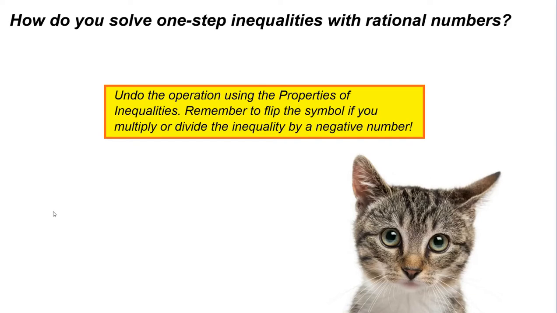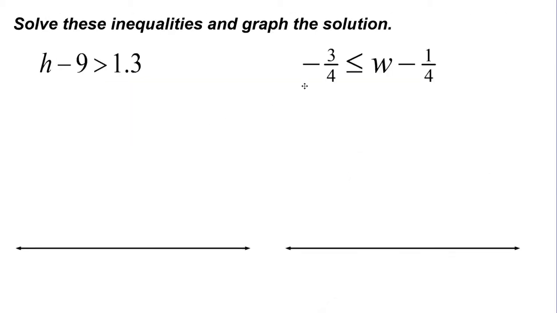The strategy still remains the same, though. We're going to undo the operation using properties of inequalities, but we still have to remember those two special cases. Whenever we multiply or divide by a negative number, we have to remember to flip that inequality symbol. So make sure that we're paying attention to what we're doing to both sides of the inequality when we solve it. If we are multiplying or dividing by a negative, then we are going to have to flip that inequality symbol. So some examples here, solve these inequalities.